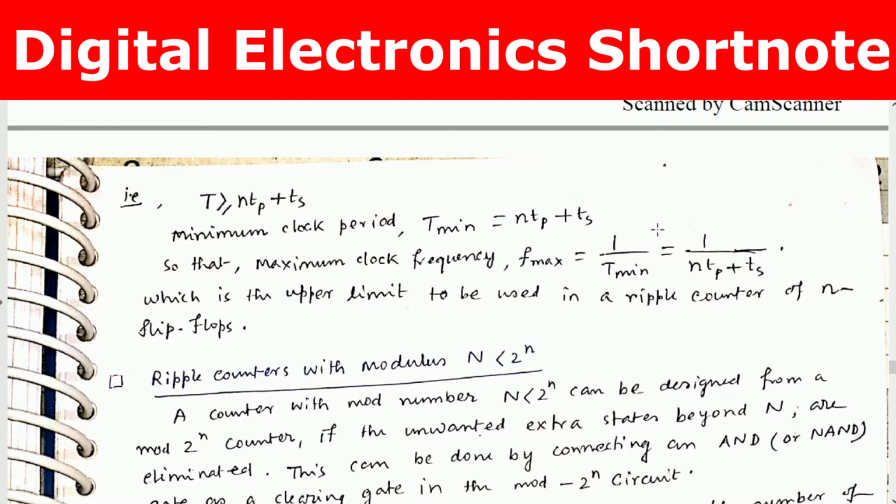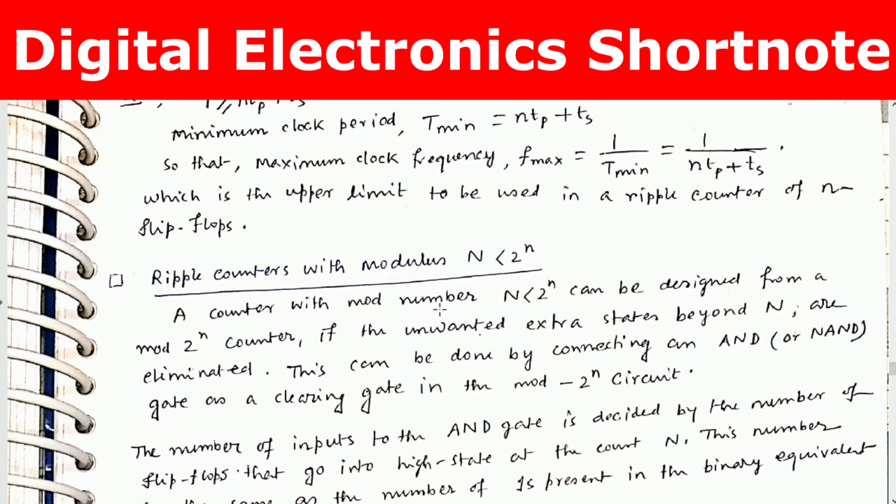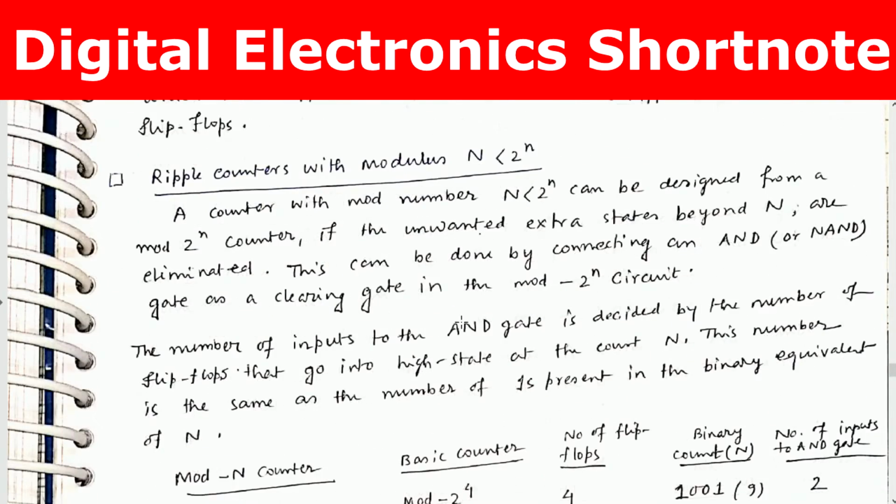So the maximum clock frequency f_max equals 1 by T_min equals 1 by (N·t_pd + t_s), which is the upper limit to be used in a ripple counter of n flip-flops. Ripple counter with modulus N less than 2 to the power n.